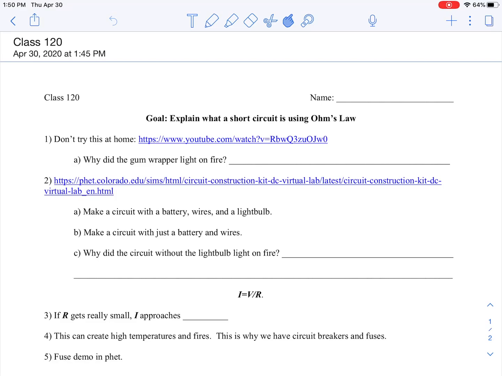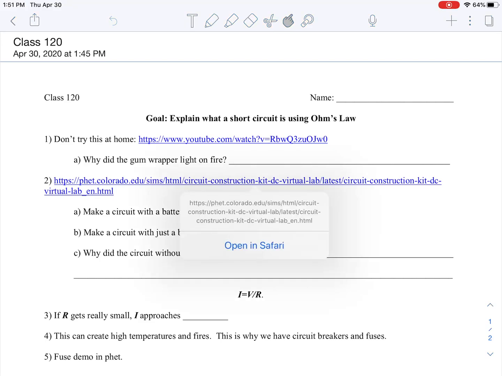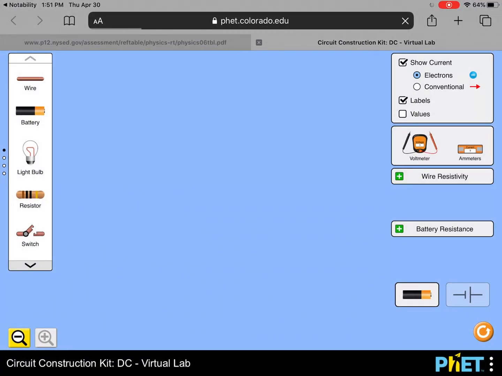So why did the wrapper light on fire? I'm not going to give you the answer there. Just think about it and come up with an idea. So we're going to explore that question a little bit today. What I want you to do is open up this PhET simulation we've seen before, and you're going to make two circuits, one with a battery, wires, and a light bulb, and one with just a battery and wires.